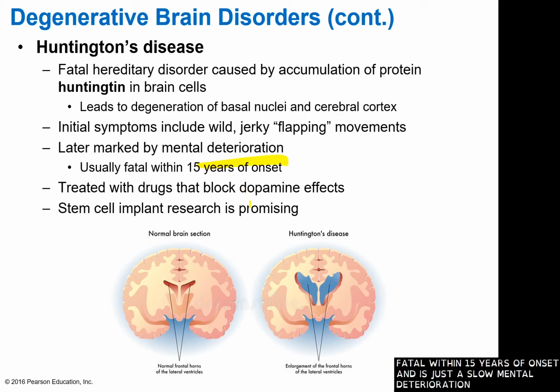There's not a lot of treatment. So treatment is with drugs that block dopamine effects. And symptoms are wild, jerky, flapping movements. And stem cell implant research is promising, though. But it causes a severe enlargement of the ventricles over time. And like I said, it is genetic. And it's a dominantly inherited disorder.